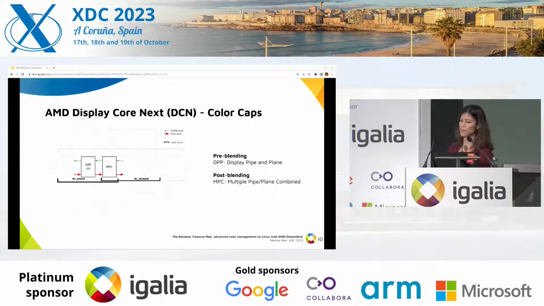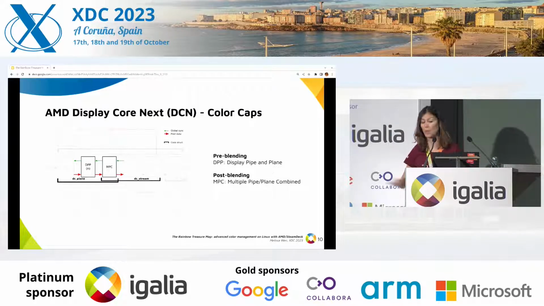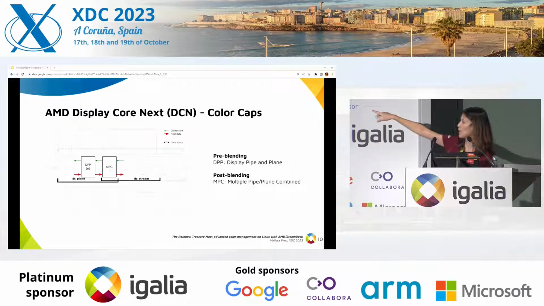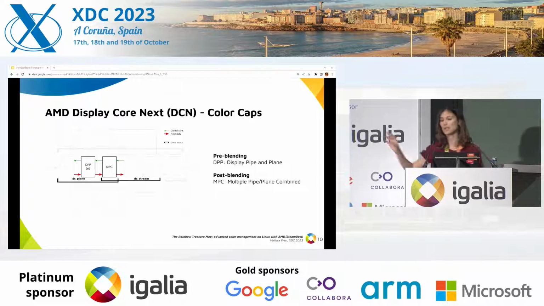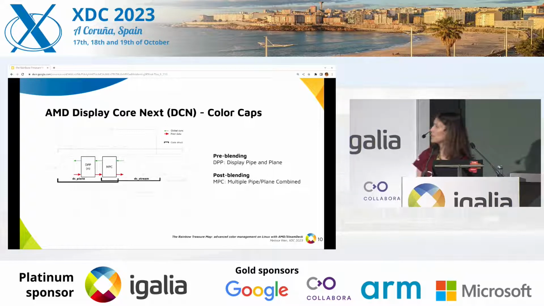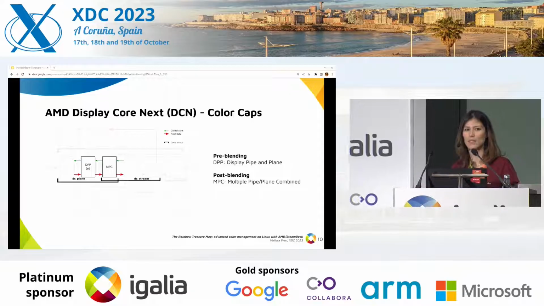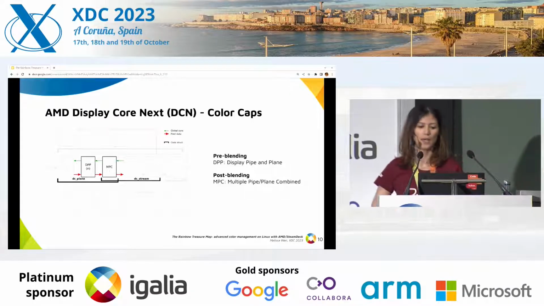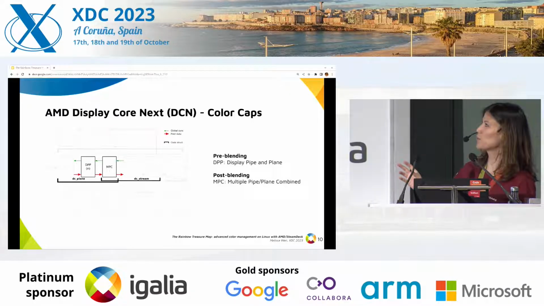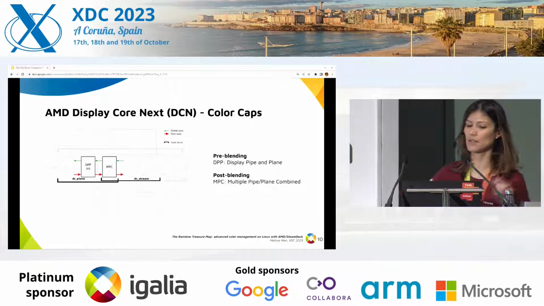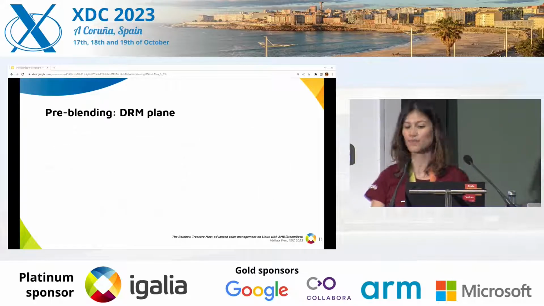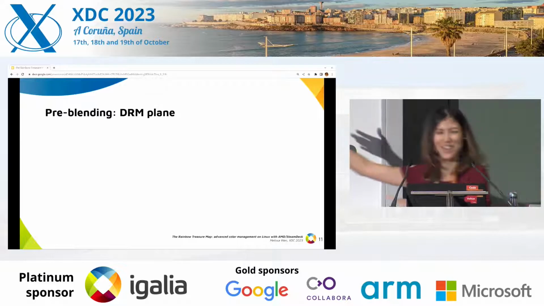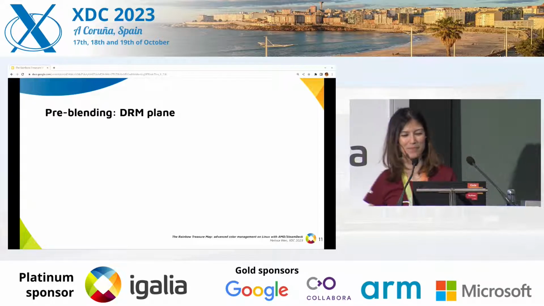Here we have 2 blocks that have the capability to manage colors. The display pipe and plane, DPP, for pre-blending color adjustment, and the multiple pipe and plane combine, MPC, for post-blending color transformations. So now let's see what we have pre-blending in the DRM API. This is what we have for color management before blending.